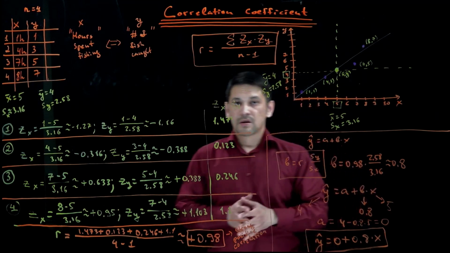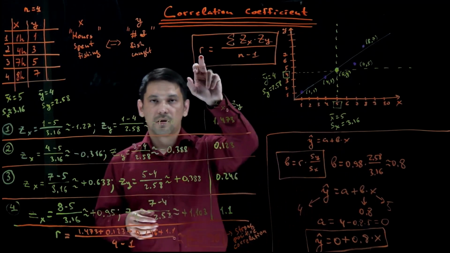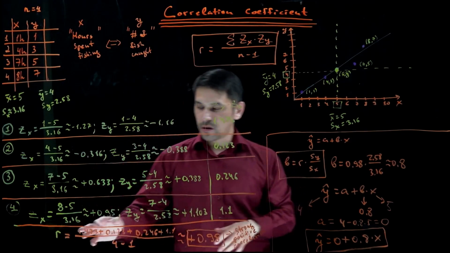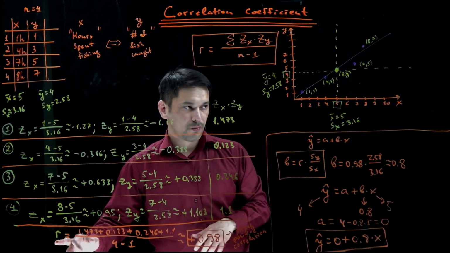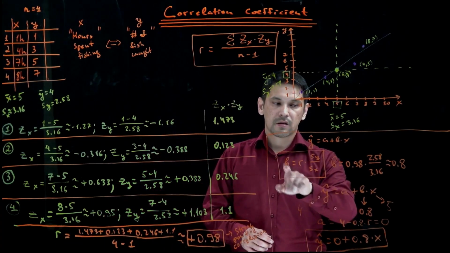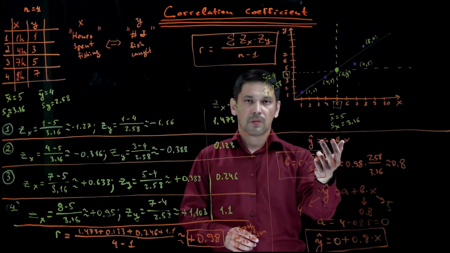So I hope you now understand how to calculate the correlation coefficient by hand without a calculator. And please remember that by finding the correlation coefficient, you can always calculate the slope and y-intercept, and by that you'll be able to build the regression equation by hand.